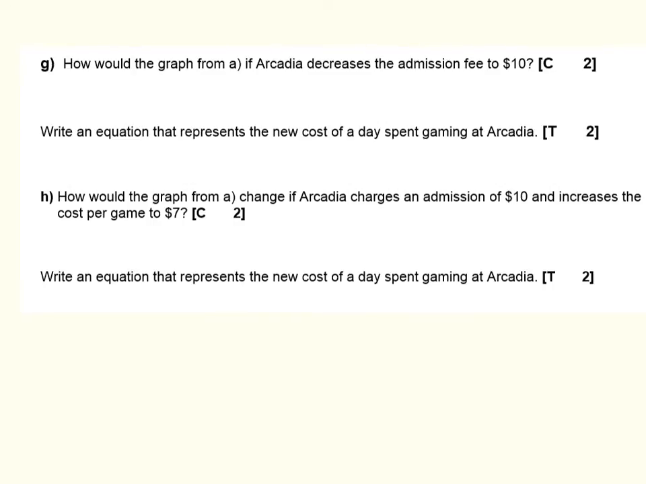Alright, so the other part of 4G asks, write an equation that represents the new cost of a day spent gaming at Arcadia. And so to do that, I know that the admission fee has changed to $10. That means the initial value has changed to $10, and our y-intercept will be (0, 10). And so I just have to rewrite the equation with, instead of 15 at the end, I'm putting 10 at the end, and my slope has stayed the same, so it stays 5n, and I just put plus 10 instead of plus 15.